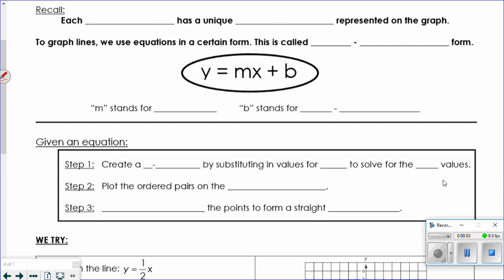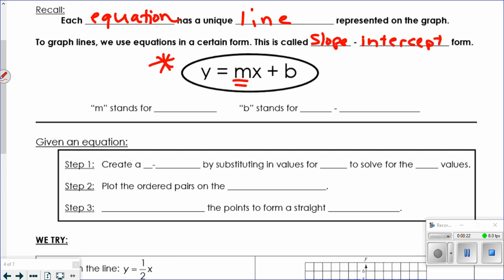Alrighty, so you'll recall that each equation has a unique line represented on the graph. So when we're graphing lines, we're going to use this y equals mx plus b. That's slope-intercept form. Okay, so we will need to memorize that.